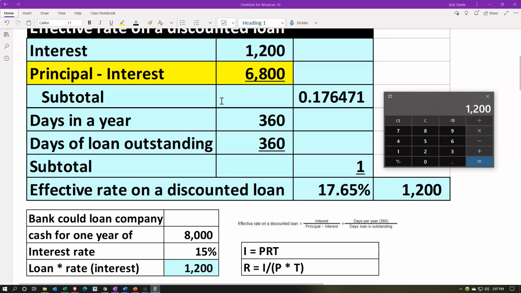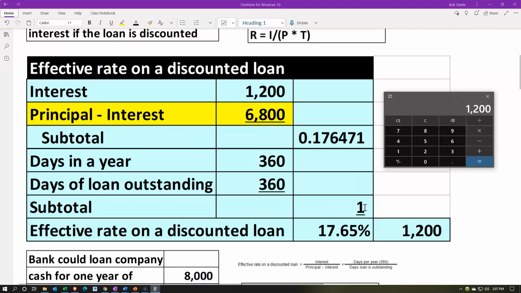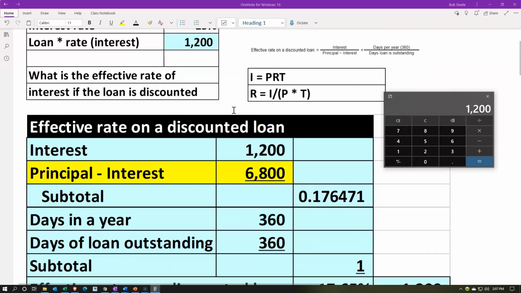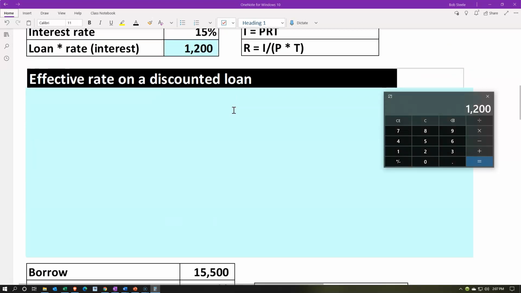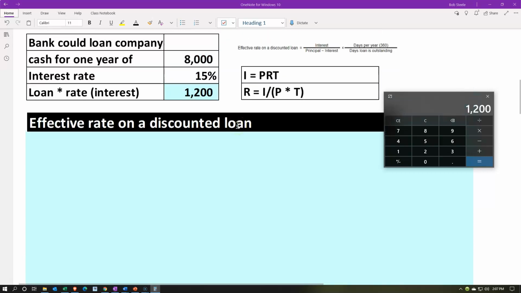So if I was to compare this with a related loan, it would be under normal standards. Then it would be easier to use, or better, to compare the 17.65% as opposed to the 15%, so we can kind of standardize our thought process. Now we can do the same thing here and now use this calculation.